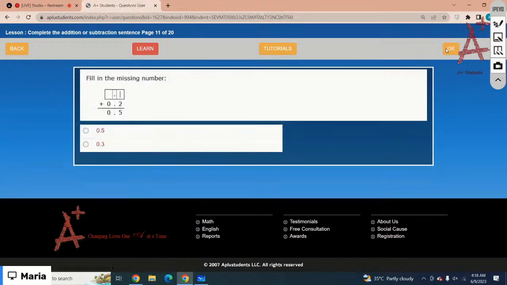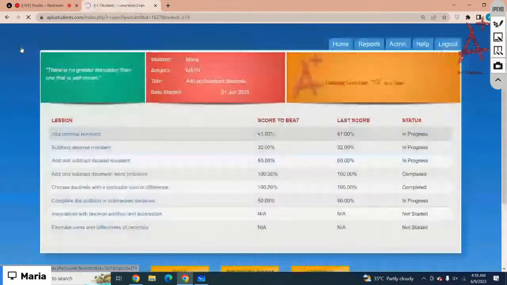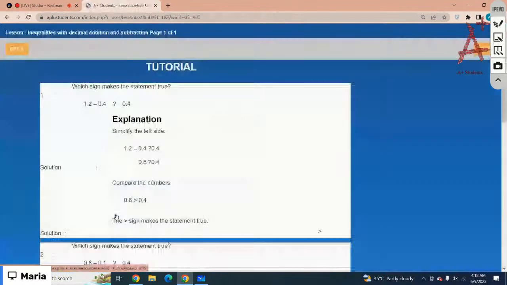Okay, you can complete the test by yourself later today. Let's just move on to the next lesson. And the next lesson is inequalities with decimal addition and subtraction.